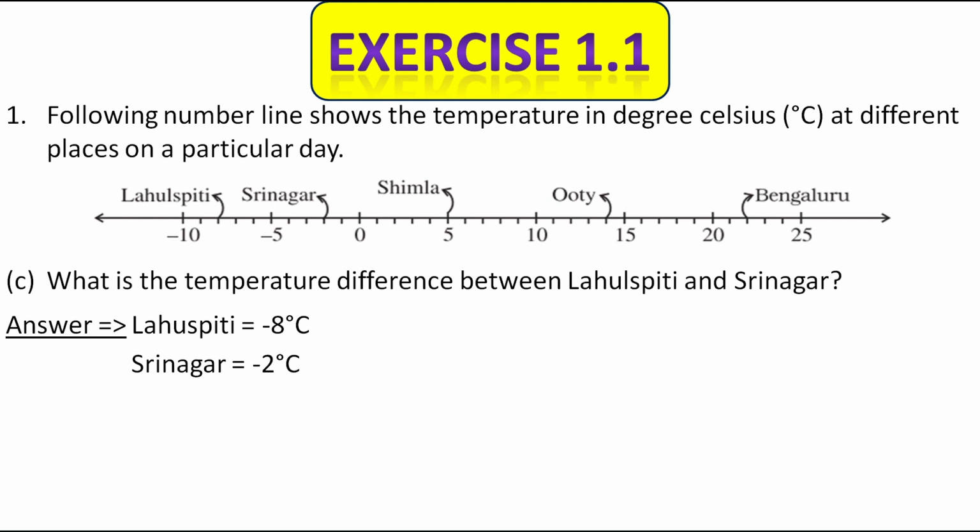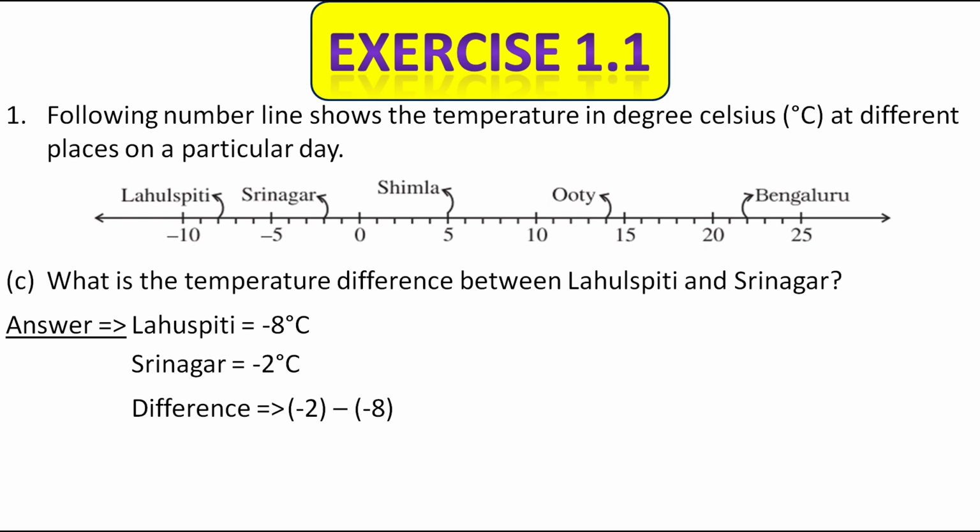So here minus 2 has the higher value than minus 8, so we will write first minus 2 and then minus of minus 8. Here many children make mistakes. They will write minus 8 first and then minus 2. If they write that way, they will get a different answer. So first remember that whichever value is higher, we have to write first when they ask us to find the difference. So here, minus 2 minus of minus 8.